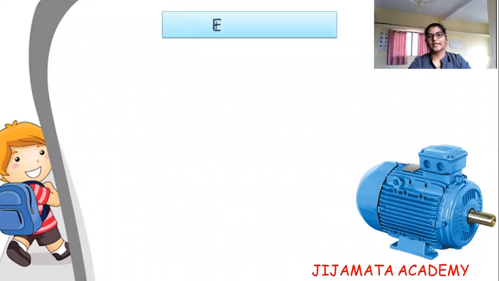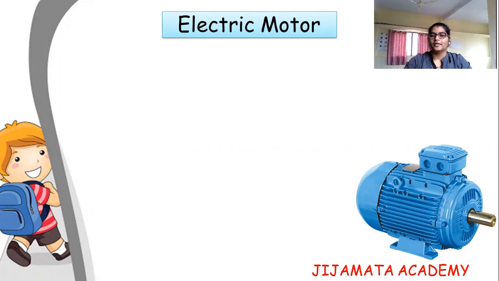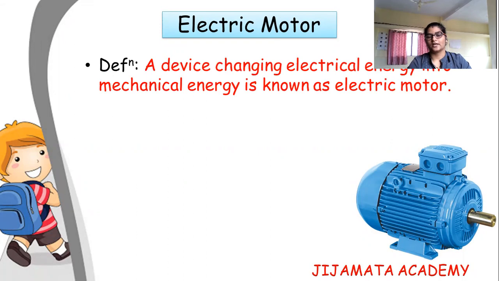First of all, let's see what is electric motor. So you all know that when we turn on a fan, we are supplying electrical energy to the fan, and this fan starts to rotate. That is, this electrical energy is converted into mechanical energy. So a device that changes electrical energy into mechanical energy is called an electric motor. A device changing electrical energy into mechanical energy is known as electric motor.